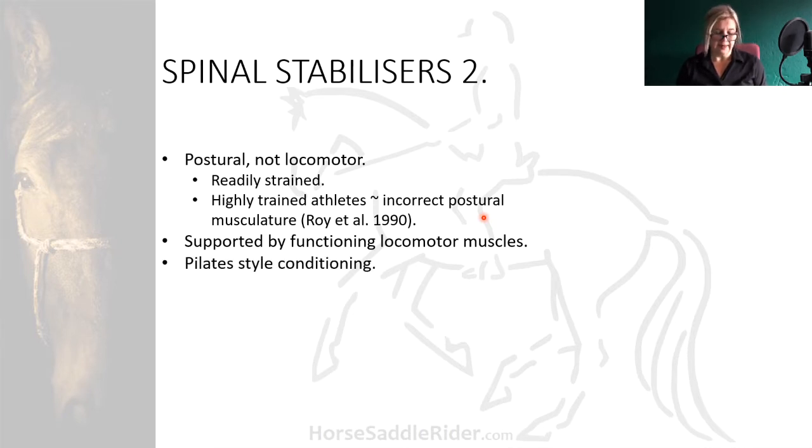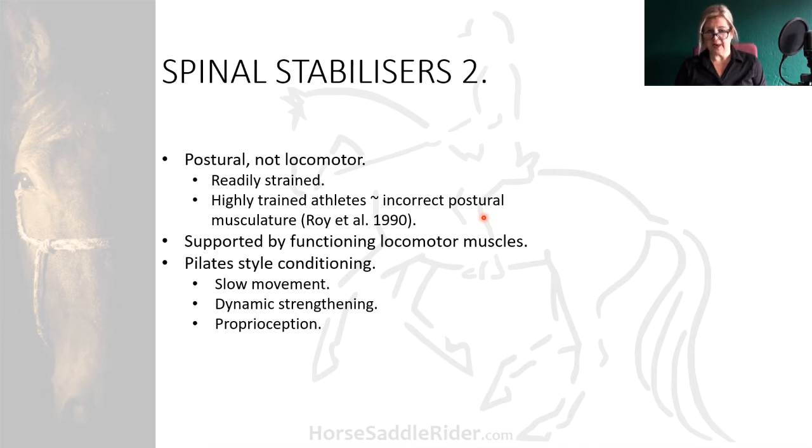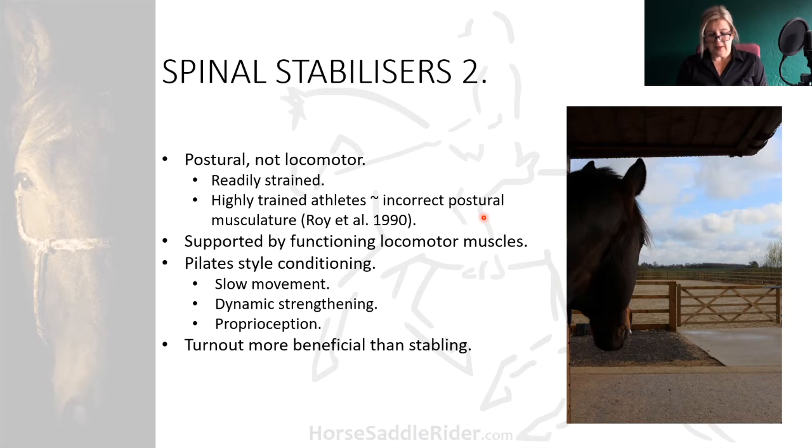Pilates style conditioning is ideal because movement is slow and dynamic strengthening moves are carried out, with focus on proprioceptive activities for development of neuromuscular coordination of muscle contractions. For this reason, turnout has to be neuromuscularly more beneficial than stabling a horse for long periods, especially if the horse is typically mostly looking one way, or if their hay net is positioned so that they have access to it mainly in one direction.